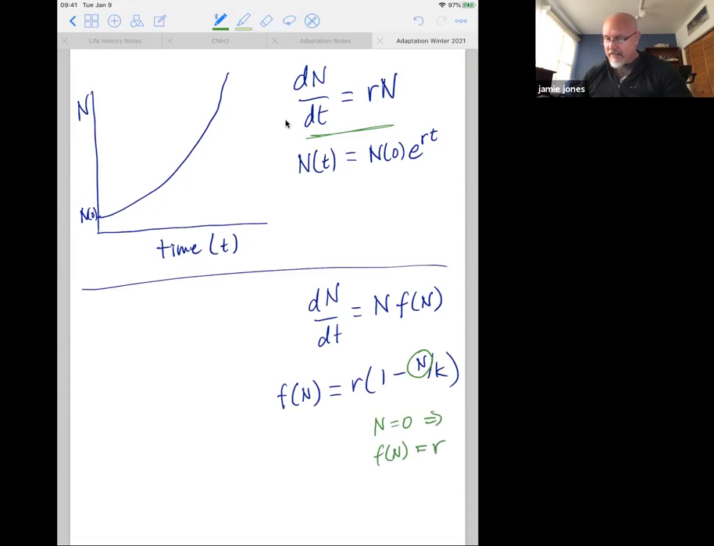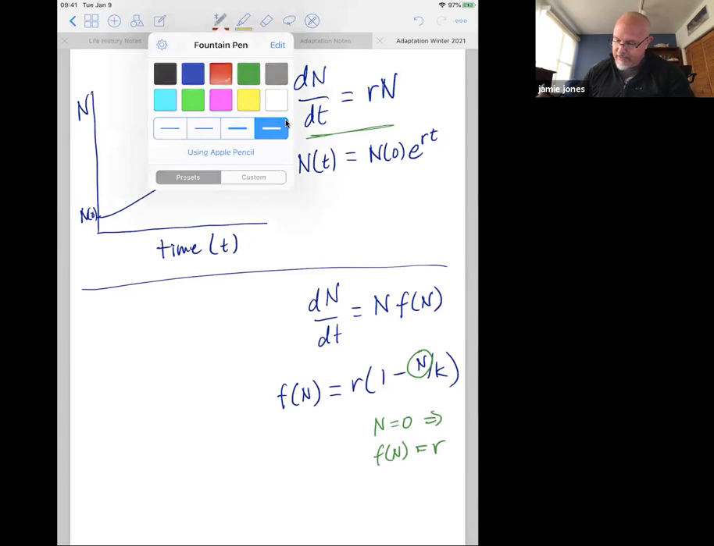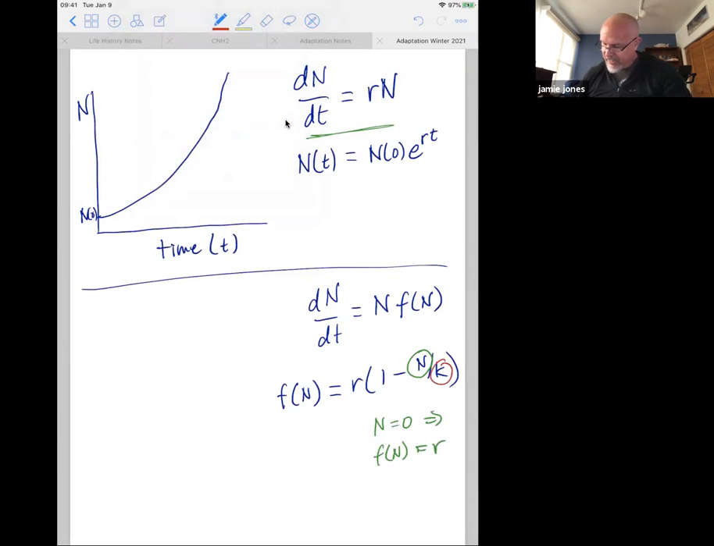All right, so let's look at another limiting case. Let's look at N equals K. What happens? Well, now we have K over K, so that's 1. So 1 minus 1 is 0, and 0 times r is 0. So when N is equal to K, f of N equals 0.